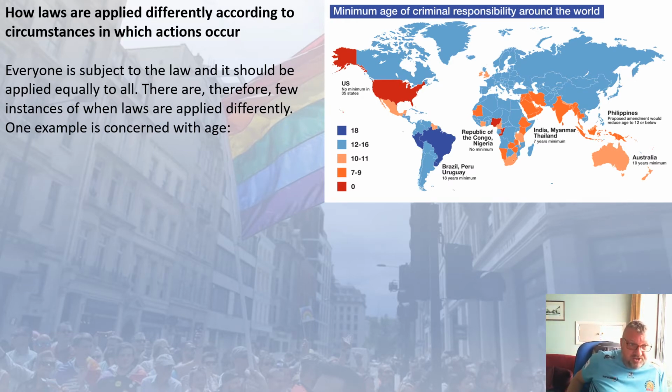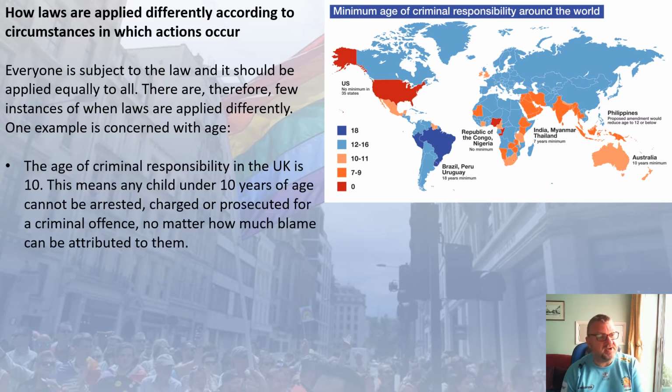One good one to use is age. What we mean here is the age of criminal responsibility, when technically you are responsible for your crimes. And opinion is divided on this throughout the world. If you look at this map here, you can see the age of criminal responsibility ranges from 0 right the way up to 18. So you can see the world is divided culturally, societally, with different opinions on this.